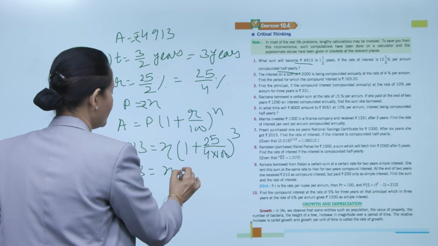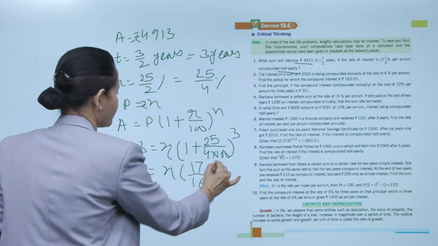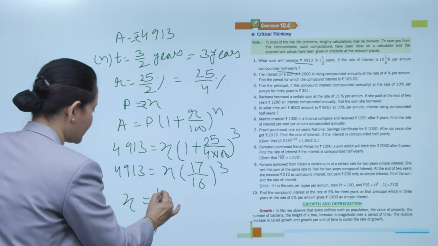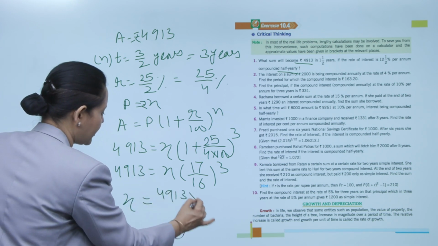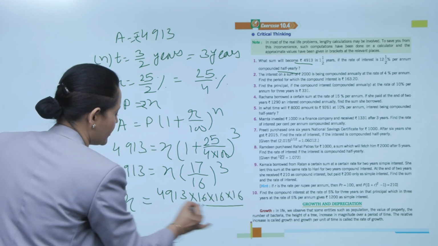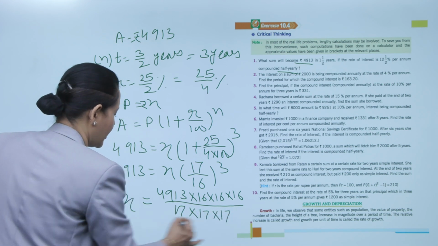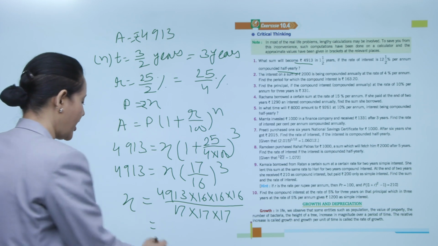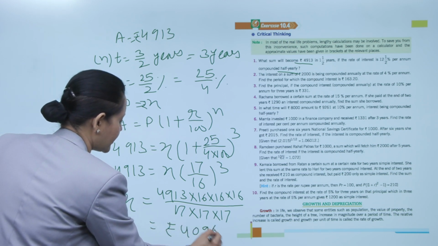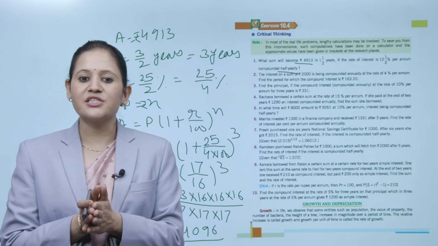That is equal to (17/16)^3. So x equals 4,913 multiplied by 16 × 16 × 16 upon 17 × 17 × 17. We will solve this, so the value of x will come out to be ₹4,096. That is the principal. Clear? So practice all the questions of this exercise.